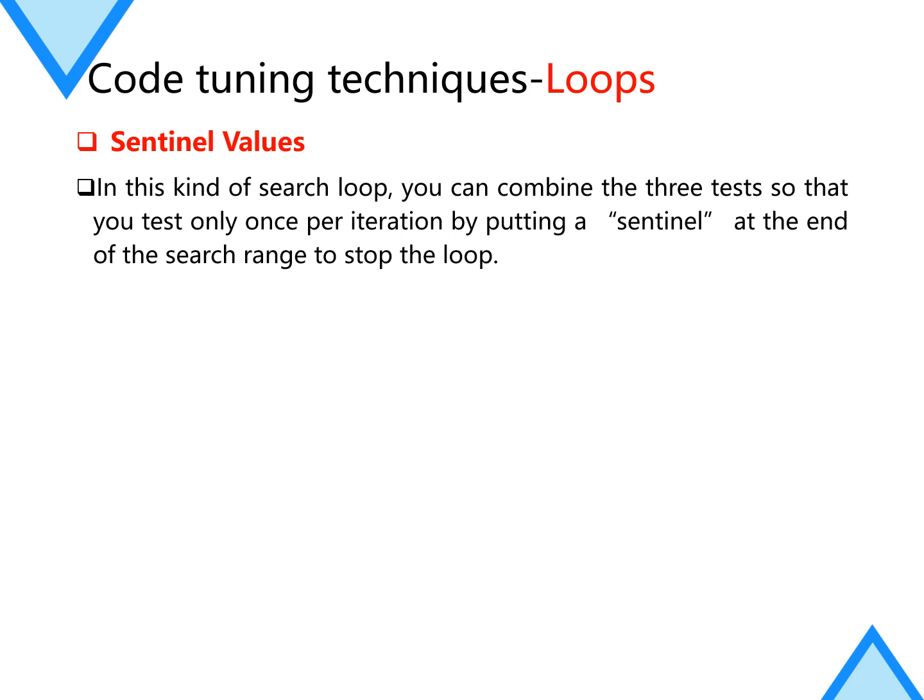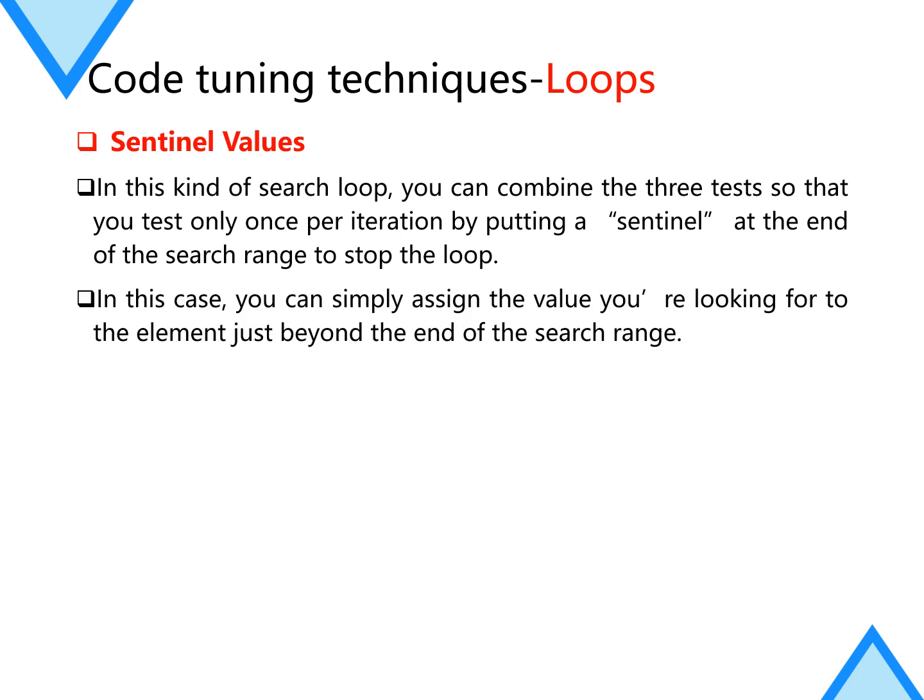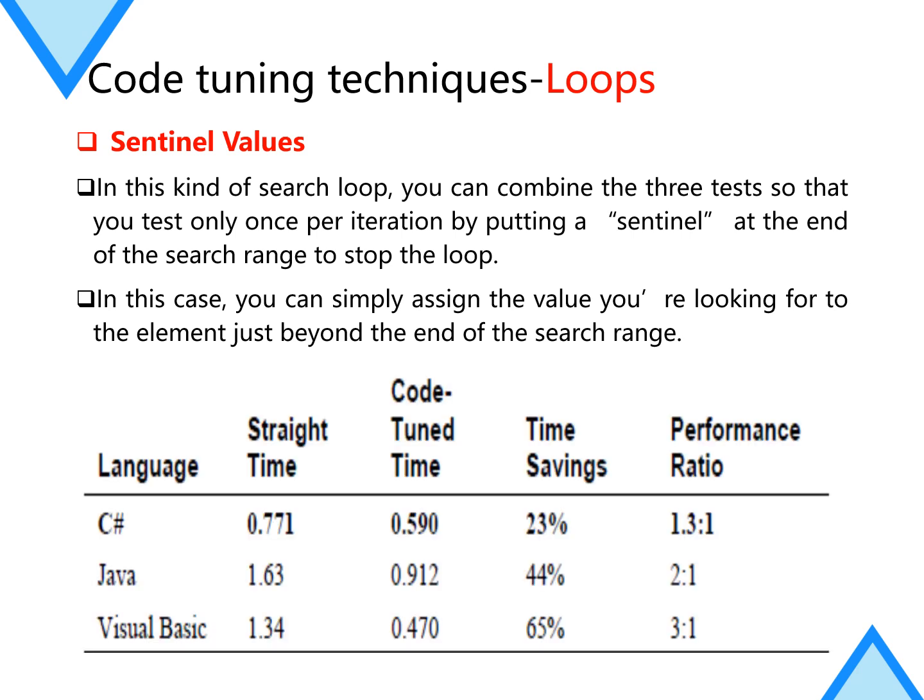In this kind of search loop, you can combine the three tests so that you test only one per iteration by putting a sentinel at the end of the search range to stop the loop. So we can combine all three test conditions at once and use the sentinel value which guarantees the loop will terminate. In this case, you can simply assign the value you are looking for to the element just behind the end of the search range.